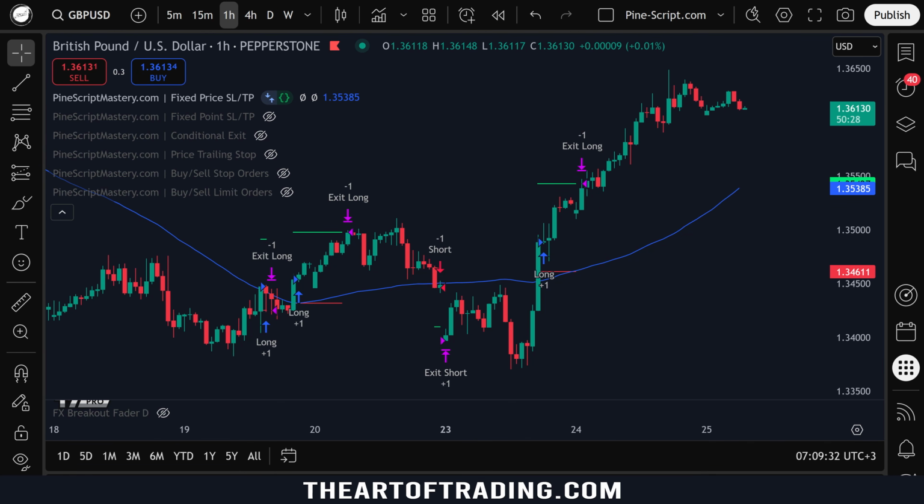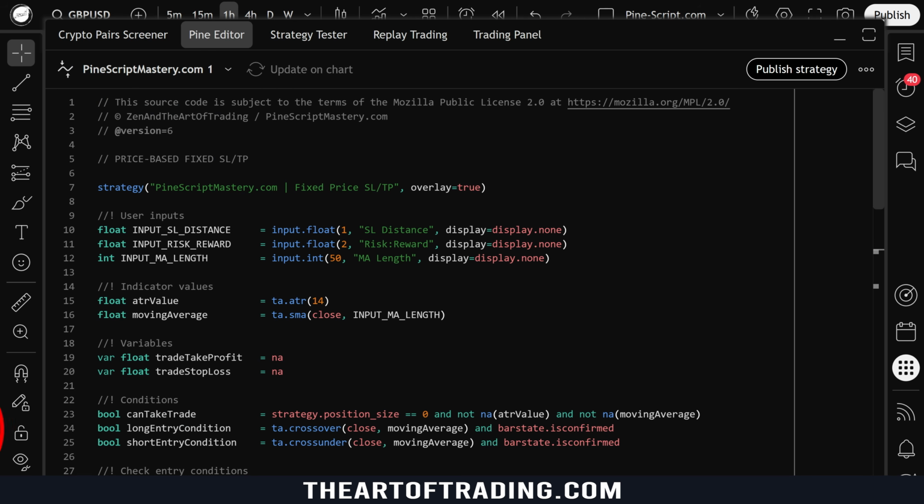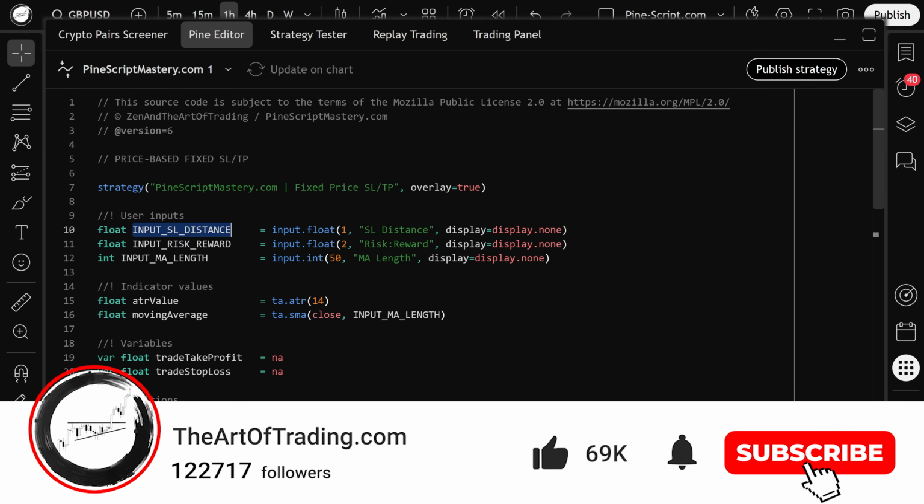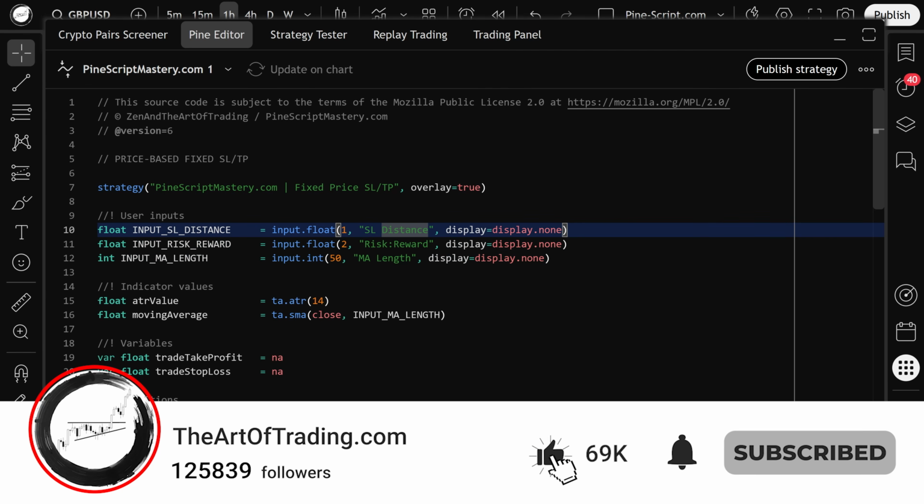Alright, to start with, let's go over how to set a fixed price stop loss and take profit. So we're using the strategy functions to specify our stop loss and take profit in terms of price values, not point or pip values. So I have some very basic user inputs here just to be able to control our stop loss distance, our risk reward, and our moving average length.